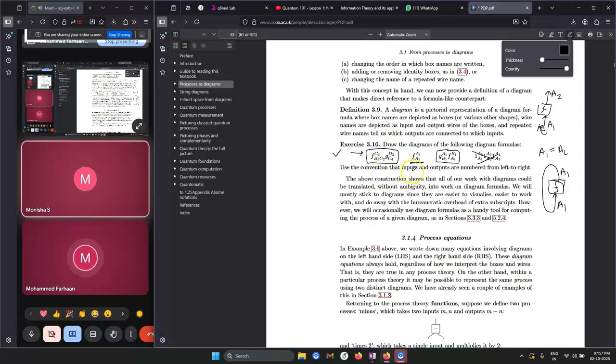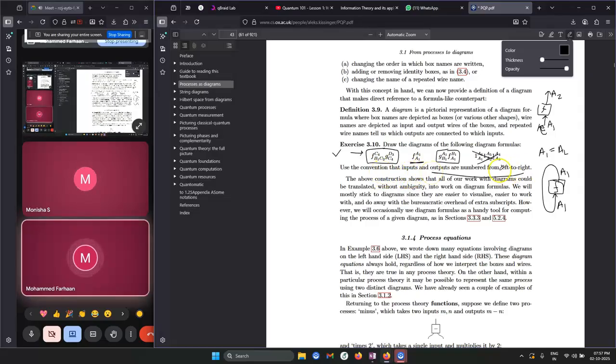Use the convention that inputs and outputs are numbered from left to right. Just remember that if we have A1 over here, and we have the exact same process that gives A over here as well, then this is going to be A2, okay? Cool.